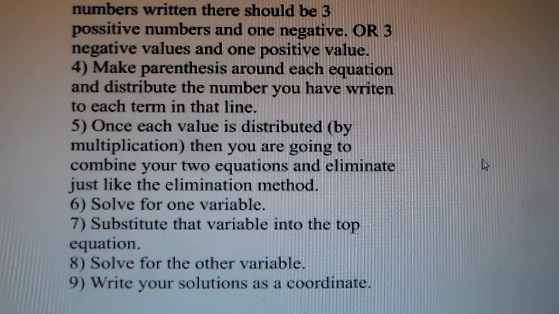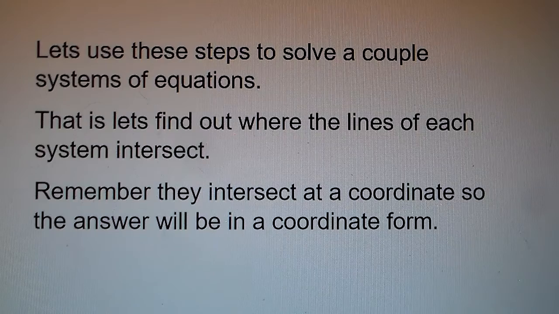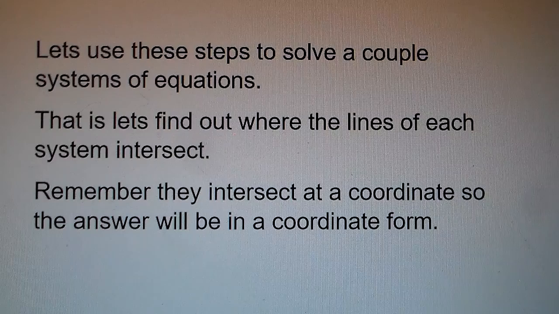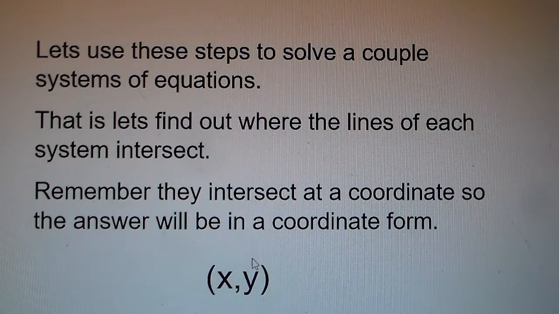Obviously you're not going to have many of these problems on your test as compared to some of the other problems. Alright, so let's use these steps to solve a couple of systems of equations. That is, let's find out where the lines of each system intersect. Remember, they intersect at a coordinate, so the answer will be in coordinate form, like (x, y).